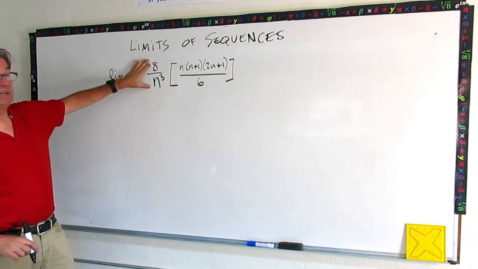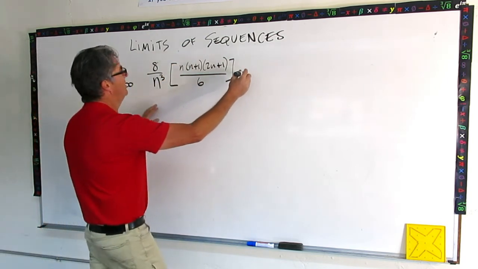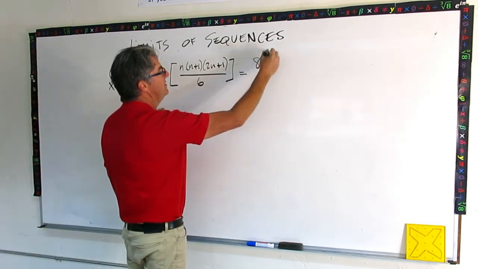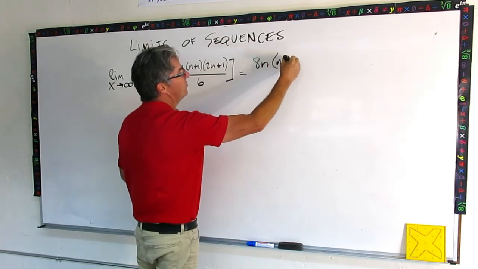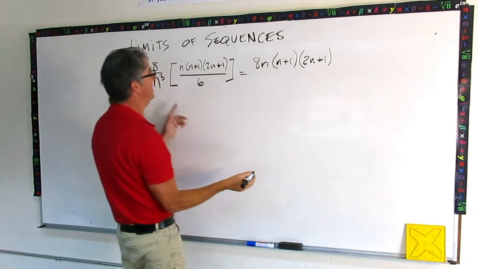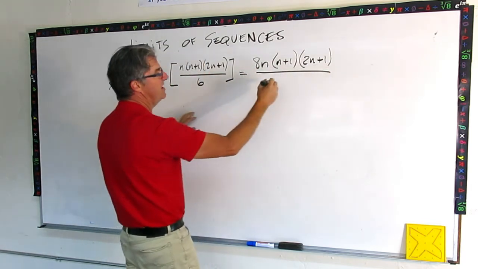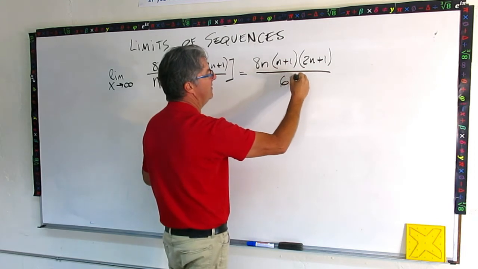First thing I'm going to do is I'm just going to distribute this fraction on that fraction. So this is going to give us 8n times n plus 1 times 2n plus 1. So that's my new top. My bottom, pretty simple. That's just going to be 6n cubed.